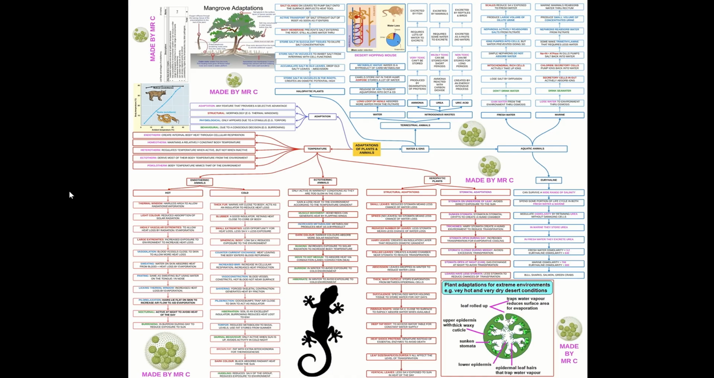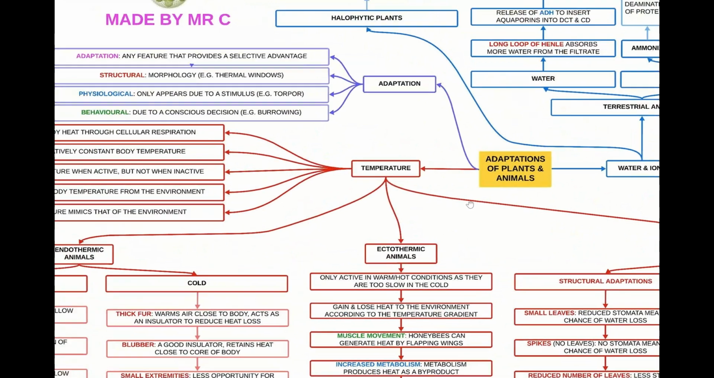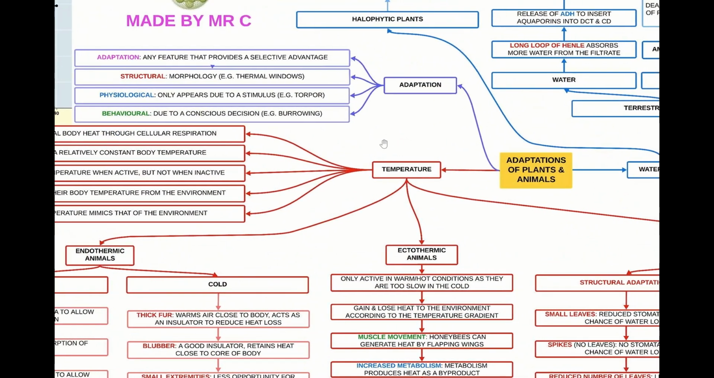Hello and welcome to the Year 12 mind map for the adaptations of plants and animals. We will start with what an adaptation is, and so we will zoom in here. An adaptation is any feature that provides a selective advantage.